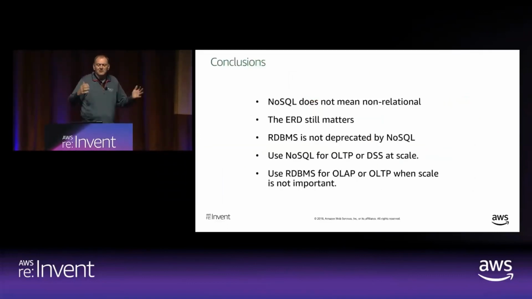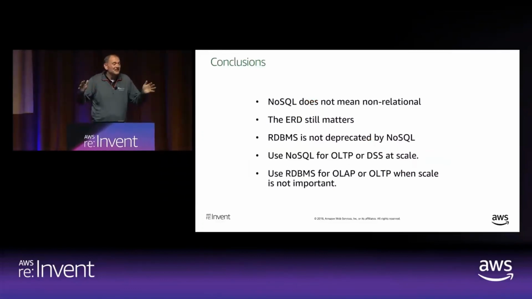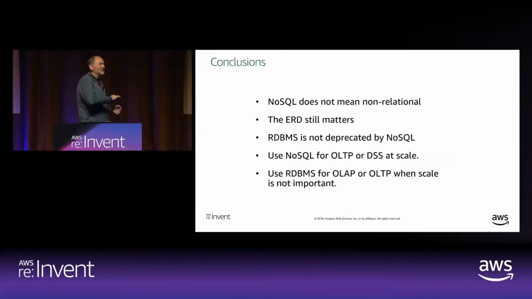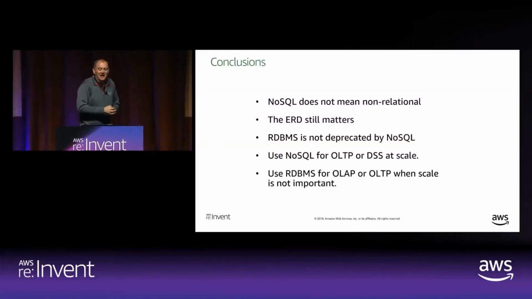So conclusions: NoSQL is not non-relational. Don't use that word. It's a bad description. The ERD still matters. Relational database is not deprecated, but we want to use NoSQL for OLTP or DSS at scale. That's the sweet spot. And then use that RDBMS for your OLAP or OLTP when scale is not so important. Generally speaking, the common case is the big data case today.